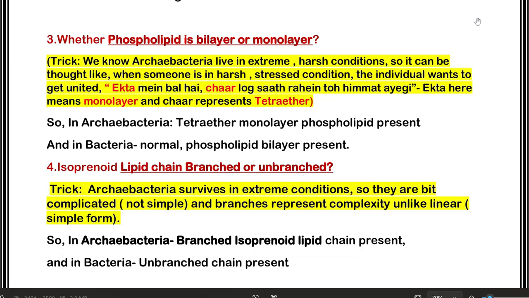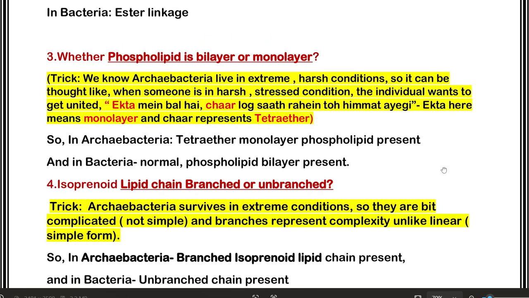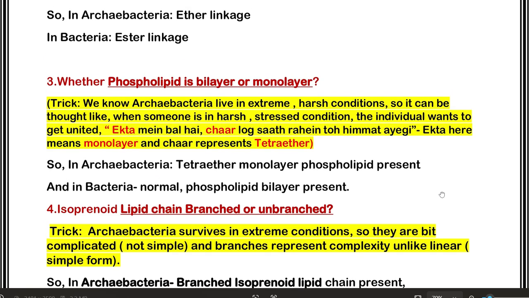Okay. Now the third key difference is whether the phospholipid is bilayer or monolayer. The trick for this is, as we know that Archaebacteria live in extreme harsh conditions, so it can be thought like this, that when someone is in harsh stressed condition, the individual wants to get united, isn't it? So there is a Hindi line for this, एकता में बल है, चार लोग साथ रहेंगे तो हिम्मत आएगी. Now here ekta represents monolayer and char represents tetraether. So in Archaebacteria, tetraether monolayer phospholipid is present and in bacteria normal phospholipid bilayer like that of eukaryotes is present.